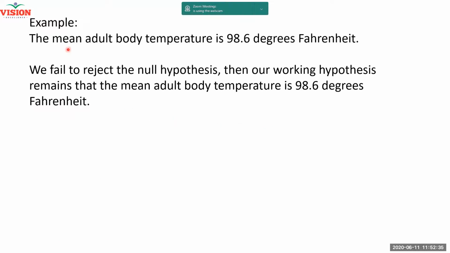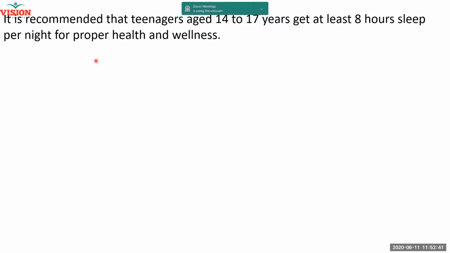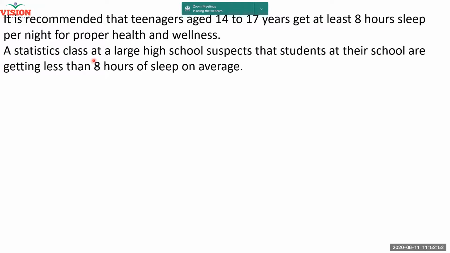Example, the mean air quality temperature, we have seen it. Let me go further. Now, this is another question. It is recommended that teenagers aged 14 to 17 years get at least 8 hours of sleep for proper health and wellness. A statistics class at a large high school suspects that the students at their school are getting less than 8 hours of sleep on an average.